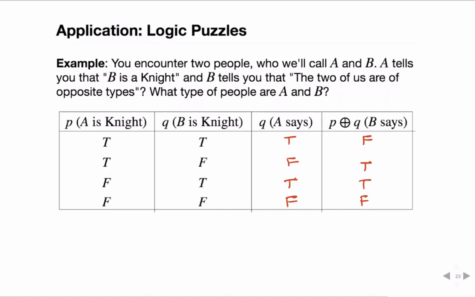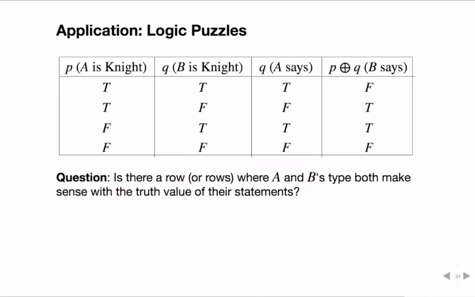Okay, so now I'm ready to analyze this truth table and see if this can lead me to the solution of the puzzle. The question I'm going to ask is: is there a row or rows where A and B's type or nature, that is whether they're knights or knaves, makes sense with the truth value of the statements that they made? So for instance, as a hypothetical, let's suppose that P was true. If P is true, since P was the proposition that A is a knight, then we would expect anything that A says to also be true.